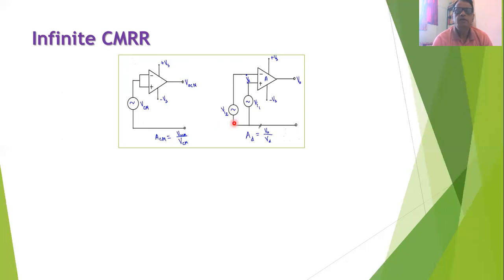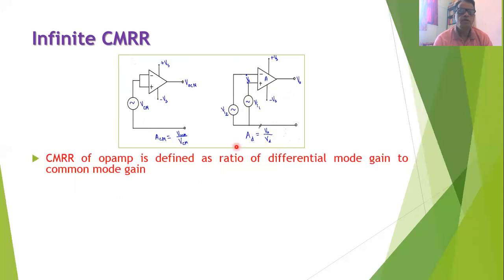In differential mode gain, separate voltage sources are applied to the inverting input and to the non-inverting input, and the difference signal is the VD signal. Again, the output is measured, and the ratio of output to the input VD is determined, and this gain is called the differential gain. CMRR of the operational amplifier is defined as the ratio of differential mode gain to common mode gain. So for CMRR, we can write a formula: CMRR is equal to AD divided by ACM, where AD is the differential gain of the operational amplifier and ACM is the common mode gain of the operational amplifier.